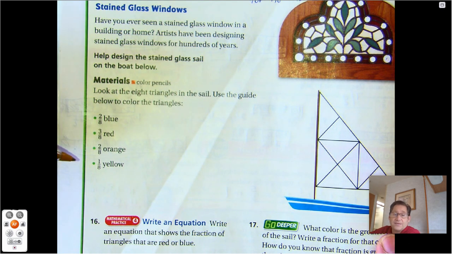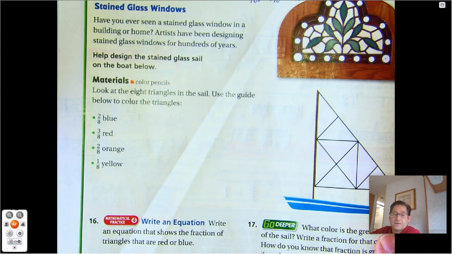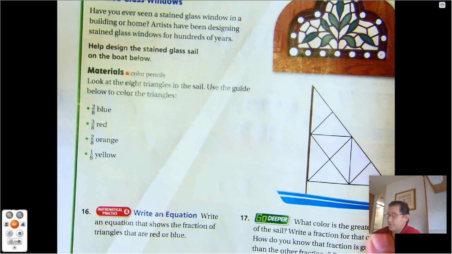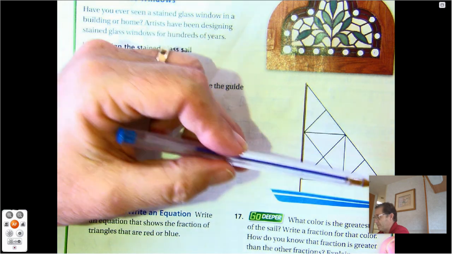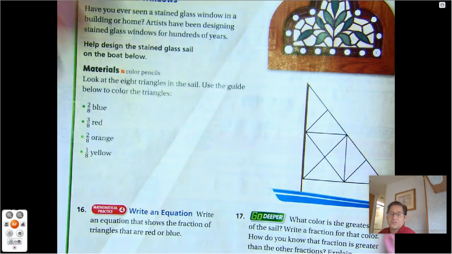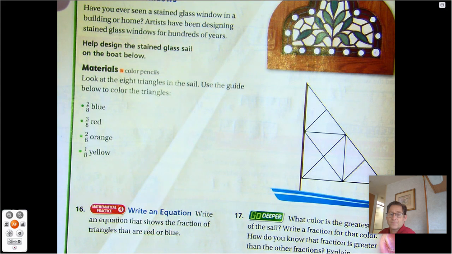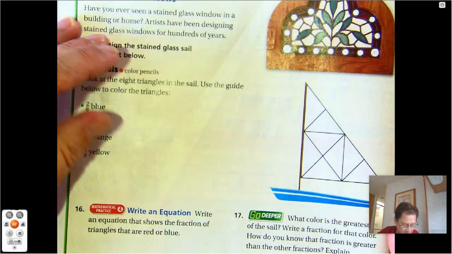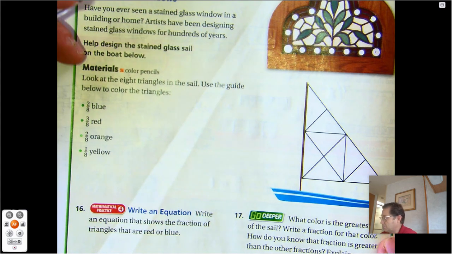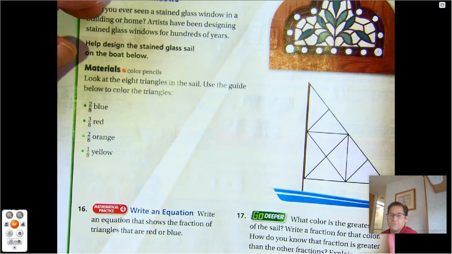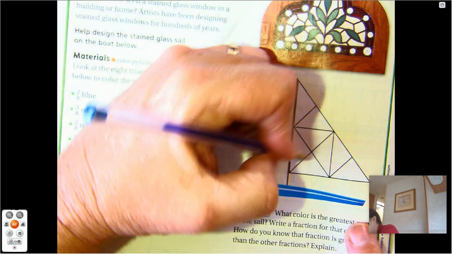2/8 of the triangles blue. So first off, let's see. 1, 2, 3, 4, 5, 6, 7, 8. So we have 8 triangles. And it wants us to color 2/8 blue. Well, you decide. Where do you think the blue should go? Maybe I'm going to go blue and blue there. That would be 2, right?